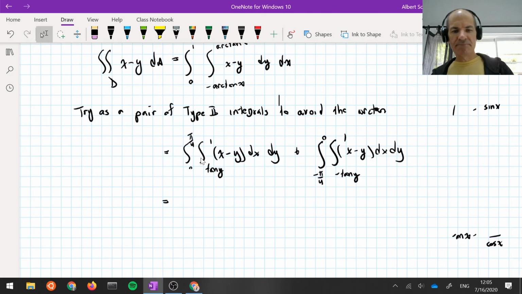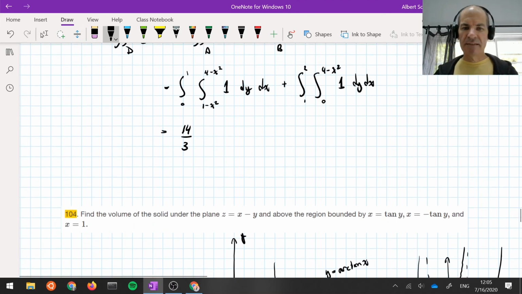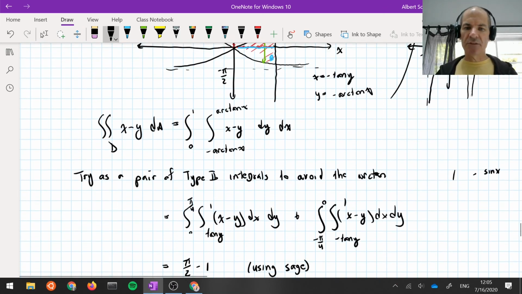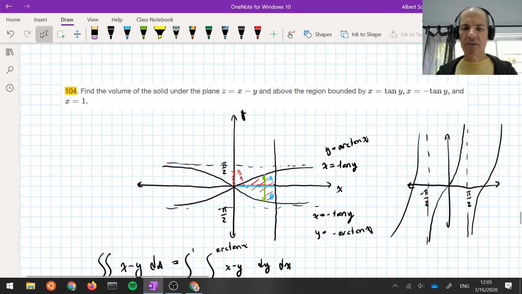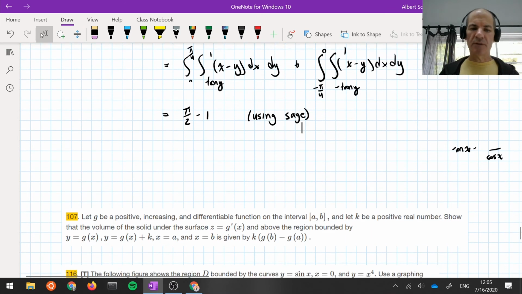All right, so using Sage, pi over 2 minus 1. So let me make a note here using Sage. We should certainly ask ourselves, does this seem like a reasonable answer? If we look at x minus y on this region, it looks like x is bigger than y on this whole region. This is probably positive on the whole region. And this also is positive. Pi over 2 minus 1 is positive. So yeah, I think we're okay here.